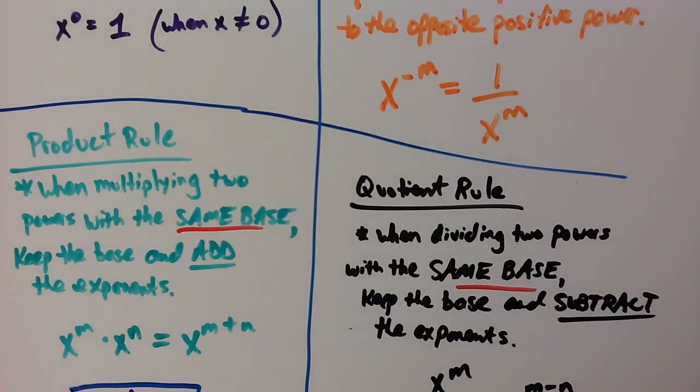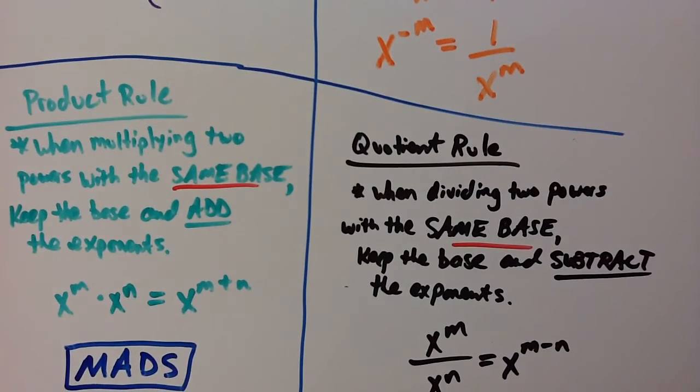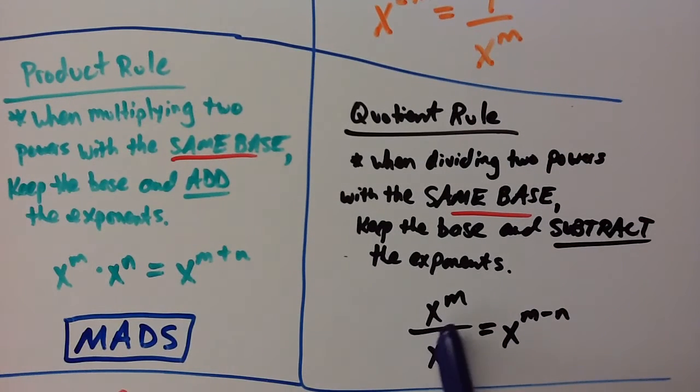The quotient rule tells us that when dividing 2 powers with the same base, we keep the base and we subtract the exponents. So if we're dividing x to the m divided by x to the n, we would keep the base, which is x, and we would subtract the exponents, m minus n.